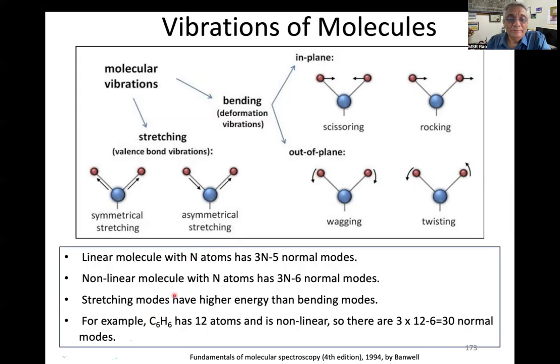For example, in C6H6, we have 12 atoms and it is nonlinear. Right? So there are 3 into 12 minus 6, 30 normal modes in this particular molecule.